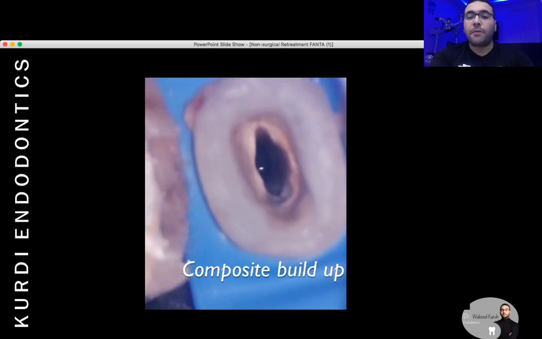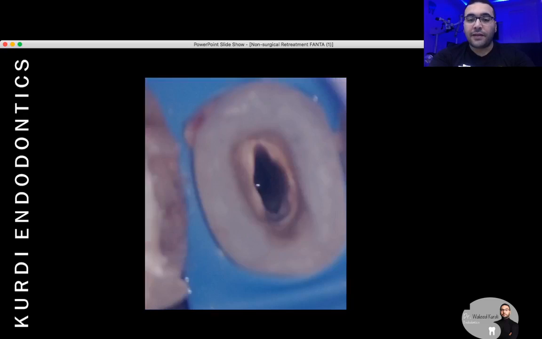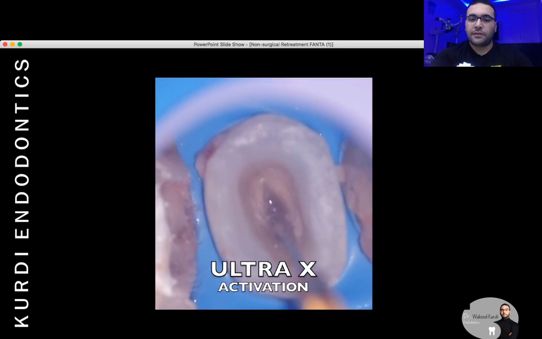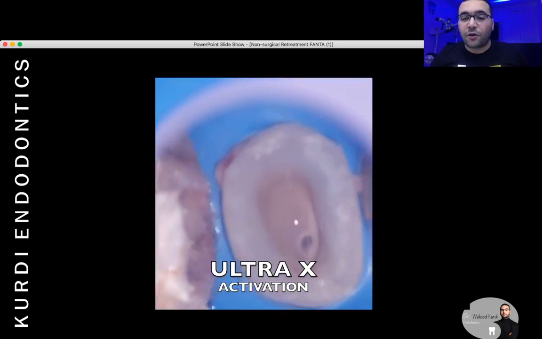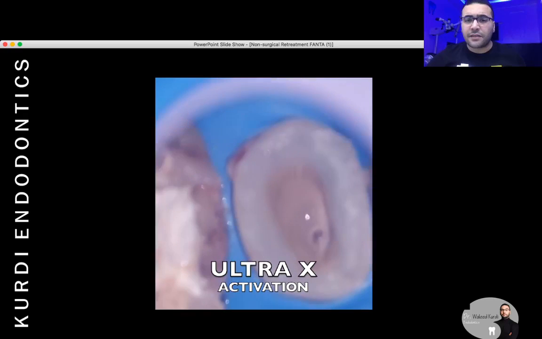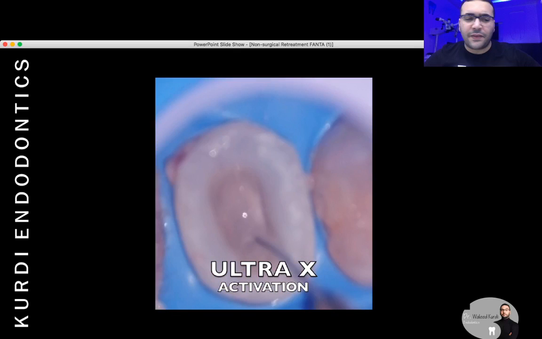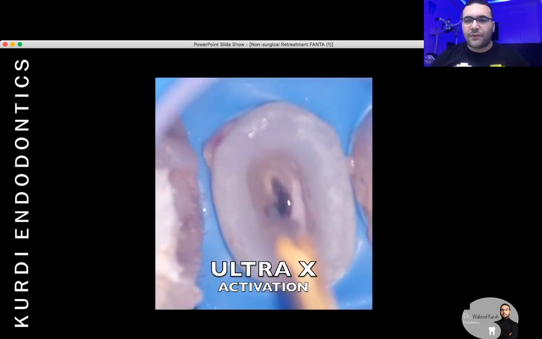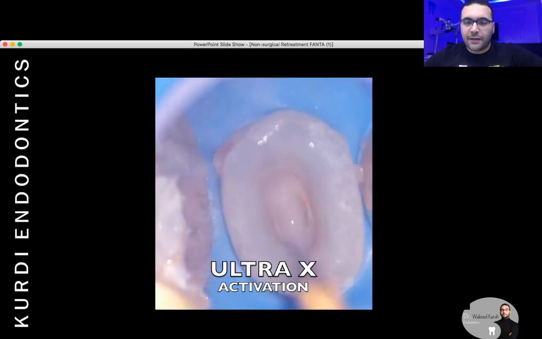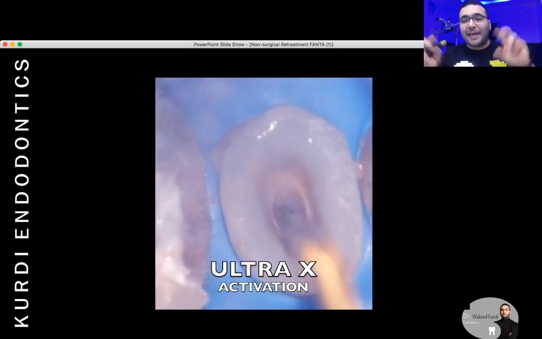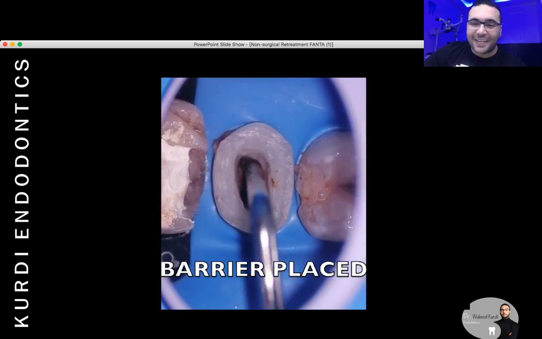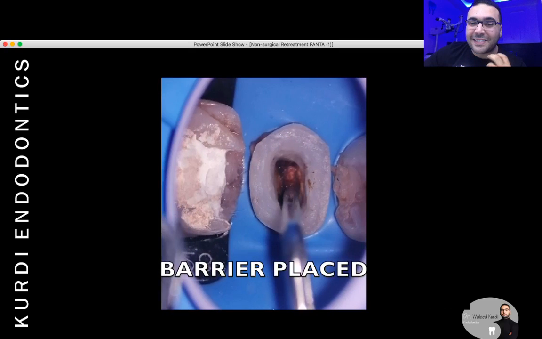Here, after the composite build-up, you can see the canal is clear, the canal is clean, and with another ultrasonic device, you are starting to activate what you have inside the canal. Maybe it will be sodium hypochlorite, maybe. We will talk about everything in details in our lecture today, which already began too late. The first time I want to increase the time of my lecture, the internet connection is still poor.